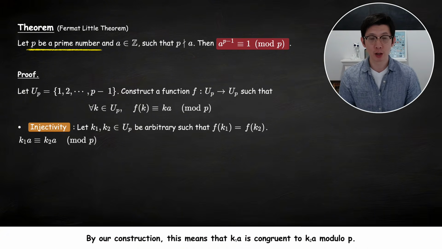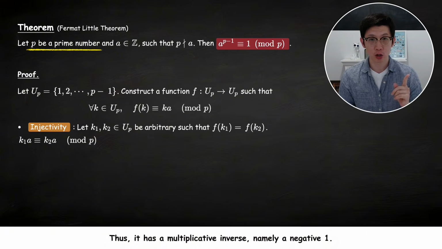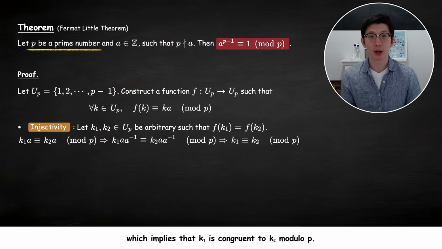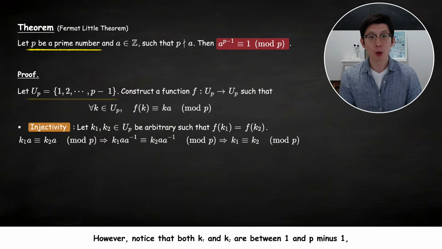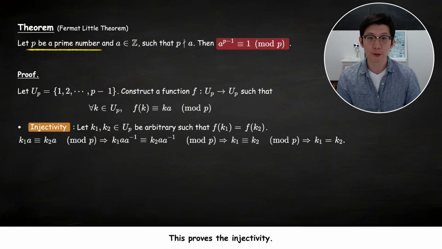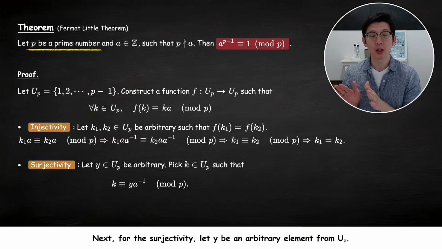To this end, let k1, k2 be two elements in U_p, where f(k1) is equal to f(k2). By our construction, this means that k1a is congruent to k2a modulo p. Recall that a is co-prime to p. Thus, it has a multiplicative inverse, namely a^(-1). Let us multiply a^(-1) on both hand sides, which implies that k1 is congruent to k2 modulo p. However, notice that both k1 and k2 are between 1 and p minus 1 because they are elements from U_p. Thus, the only possibility that they are congruent to each other is that they are identical to each other. This proves the injectivity.